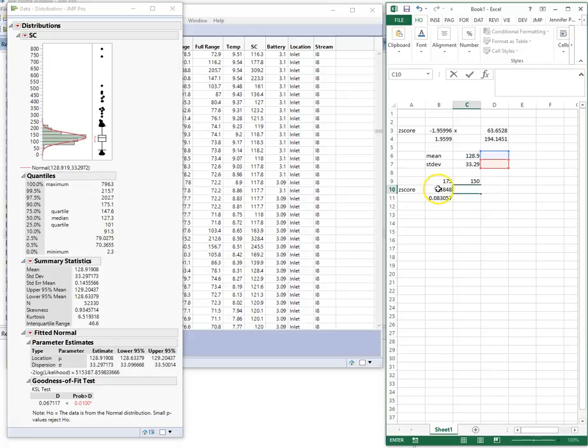Oops, sorry, I had to lock down my cells first. Right, I'm going to use that F4 function to lock those down. And now I can bring that over, but I want to make sure that instead of 175, it's 150. So there is the z-score associated with that. I should get the probability of being less than that. So I'll do my NORM.S.DIST.